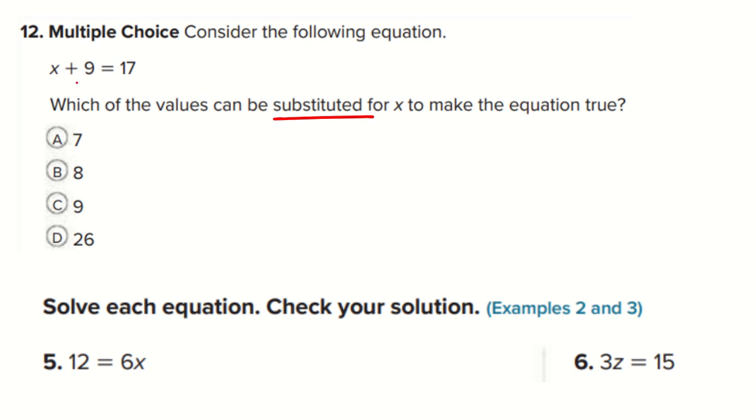You can do it the same way. It is plus 9, so make it here minus 9, minus 9. Okay. So x is equal to 17 minus 9 is 8. So this is the correct answer.